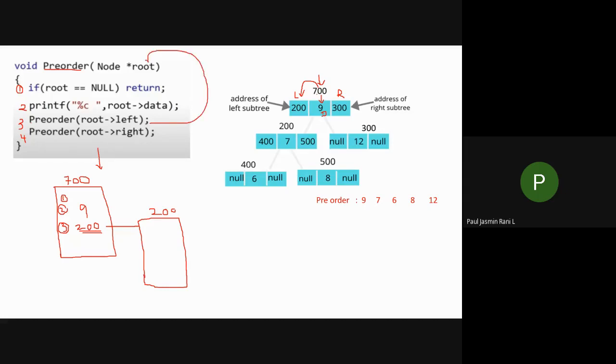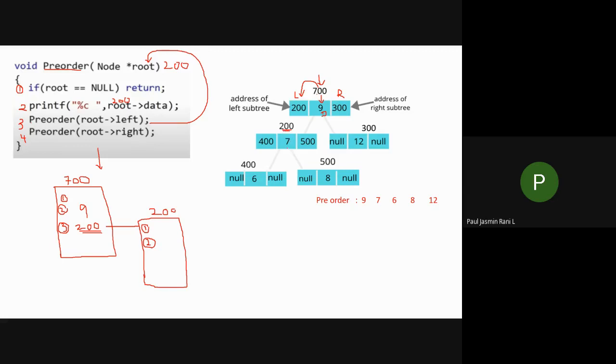So now the root value is 200. So 200 is passed over here. Again, what happens now? I'm going to execute the first statement. Here it will check whether the root value is null or not. The root value is not equal to null, so it will not return over here, and it will go for the second statement. What is the second statement? Root of data. The root value was 200, so 200 of data. What is the node address value? That is 200. What is the 200 of data?